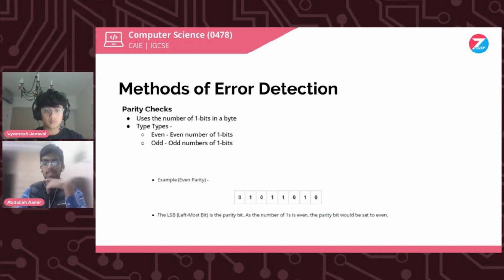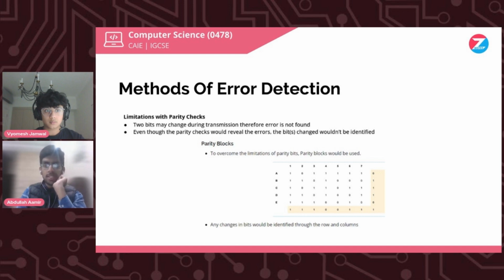The rightmost 7 bits are the data, and they are already even. But let's say there is a 0 in place of a 1. Then we'll have 3 ones. That will indicate that we need a 1 in the leftmost bit, which will make it even. So that's what we do. If we go to the next slide, that will make it even easier for you. But there is one limitation with it.